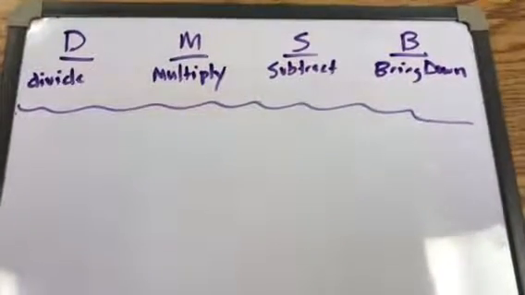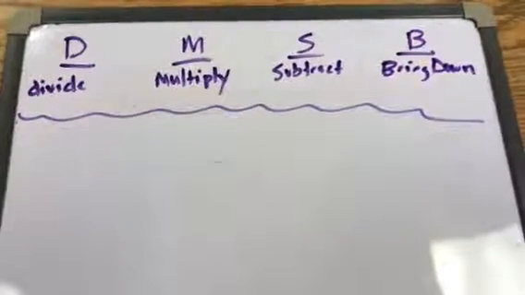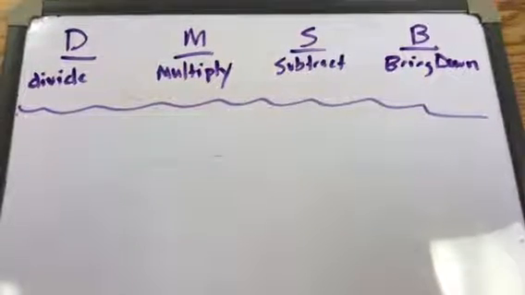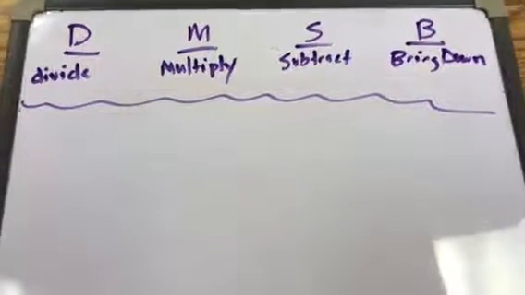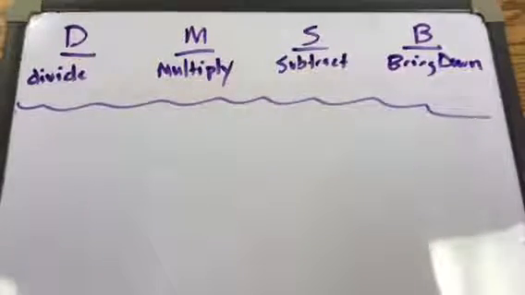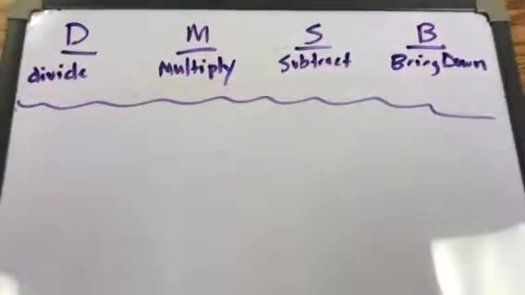We started working on long division in class today, and one of the first things I've taught the kids is how to remember the order that we do long division, and that is we divide, multiply, subtract, and bring down. I told them to think about "dirty monkeys smell bad." So the D would be divide, M multiply, S subtract, B bring down.